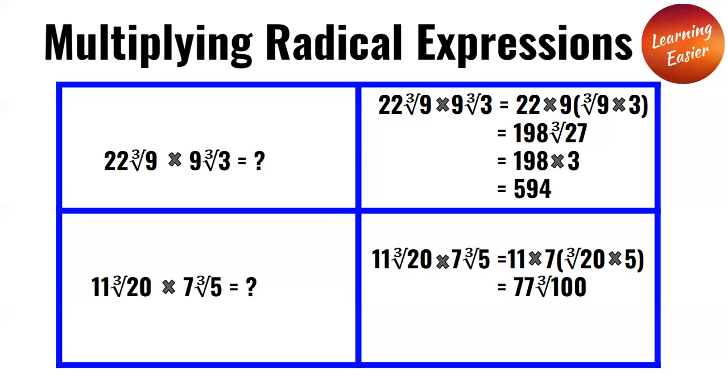11 cube root of 20 times 7 cube root of 5. So we can do 11 times 7, which is equal to 77. And the cube root of 20 times the cube root of 5, which is equal to the cube root of 100. So the answer is 77 cube root of 100, since we cannot simplify 77 cube root of 100 even more.